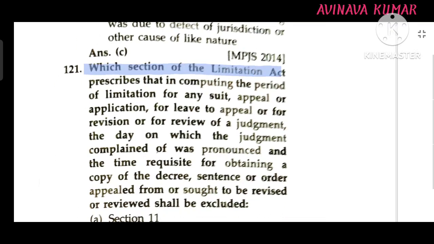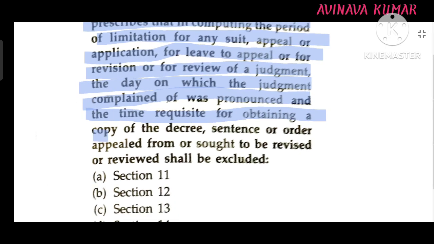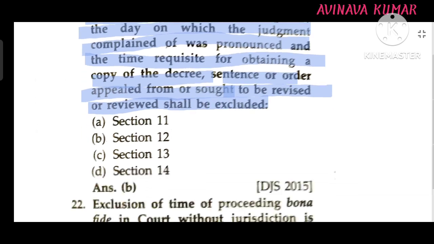Which section of the Limitation Act prescribes that in computing the period of limitation for any suit, appeal, application for leave, revision or review of a judgment, the day on which the judgment complained of was pronounced and the time requisite for obtaining a copy of the decree, sentence or order appealed from or sought to be revised or reviewed shall be excluded? Section 12.